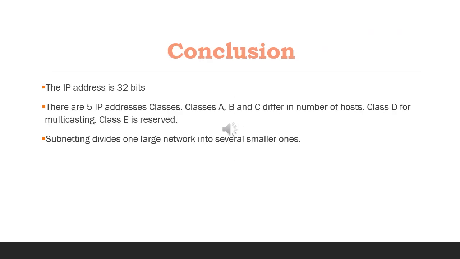In conclusion, the IP address is 32 bits. There are 5 IP address classes, A, B, and C differing in number of hosts, class D for multicasting, and class E reserved. Subnetting divides one large network into several smaller ones.